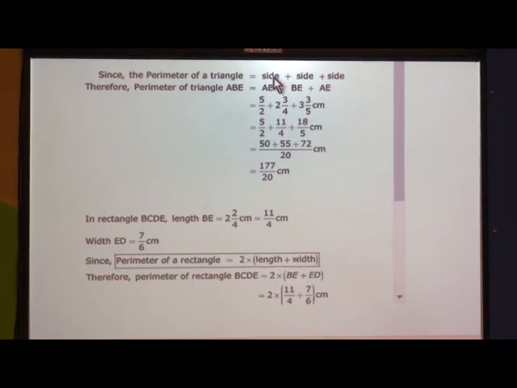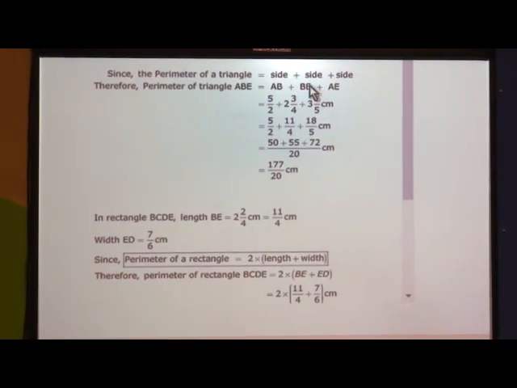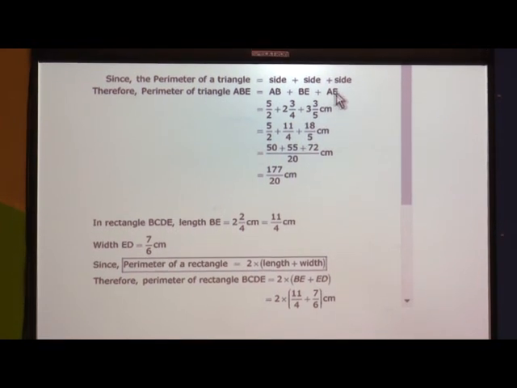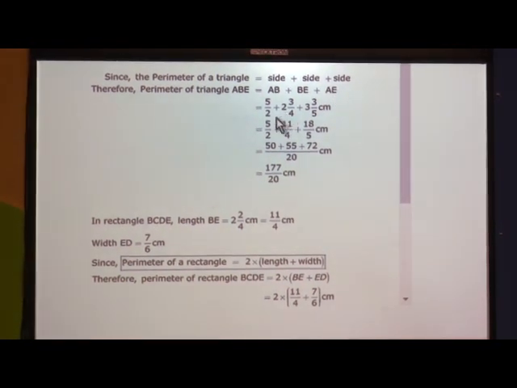Now, we will substitute the values. One side is AB, another side is BE, and the third side of the triangle is AE. The values are already given in the figure. So we substitute 5 upon 2 plus 2 whole 3 upon 4, and we have to convert this mixed fraction into an improper fraction. Again we have another mixed fraction, 3 whole 3 upon 5, which we will convert into an improper fraction. Now you might be thinking what to do? Here we have 3 fractions with different denominators, and we have to add the 3 fractions.